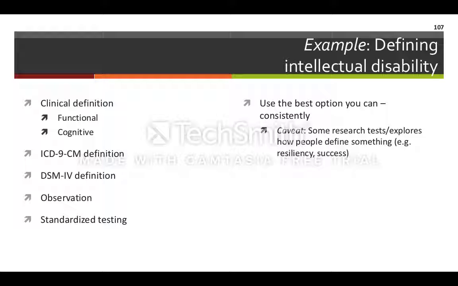It should be noted, too, that there's a branch of research focused on developing these instruments and really looking at how people define a construct like resiliency or intellectual disability. It's a really interesting branch of research, but it's not one we'll be talking about formally this semester, though, of course, if you want to learn more about it, please let me know. I'd be happy to talk to you.